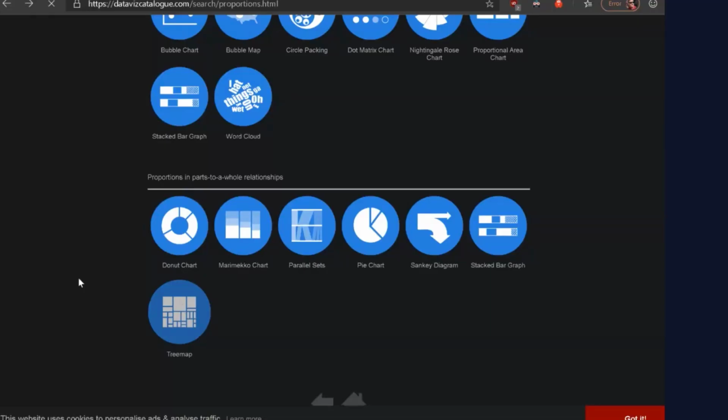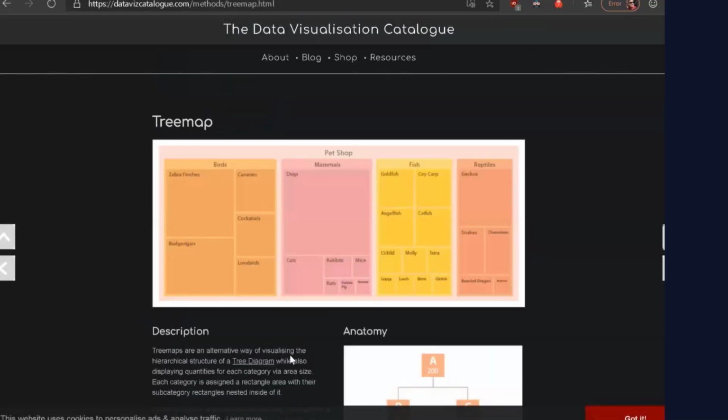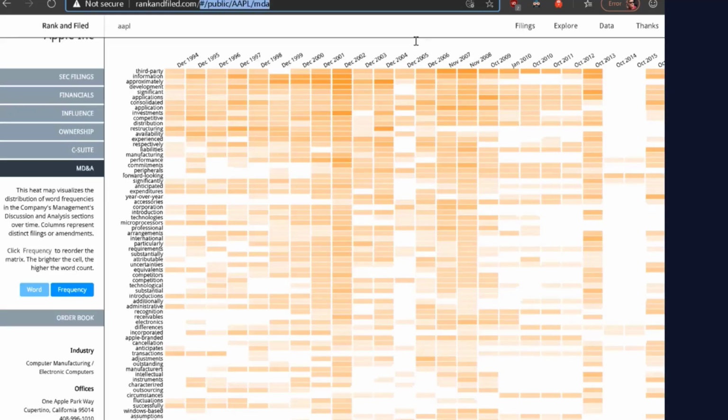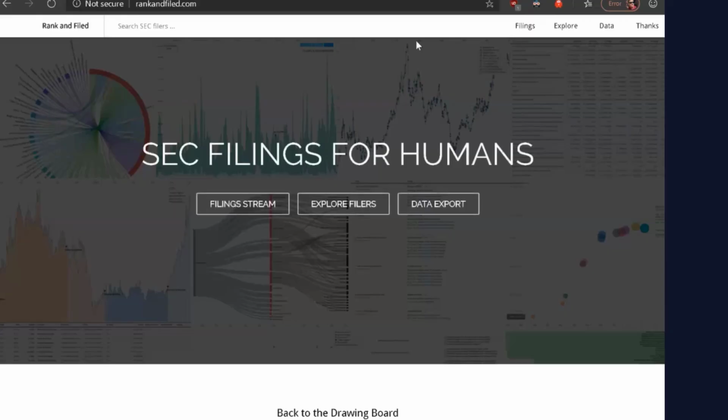Speaking of proportion, tree maps are really, really cool for showing proportions. This is like looking at your pie chart, but when you have lots of pieces in the pie, because you can quickly see which are the big companies versus the small ones. I'll give you an example. There's a website here called rankandfile.com. This is a website that allows you to explore SEC filings, so 10Ks, annual reports, quarterly reports, and so forth.